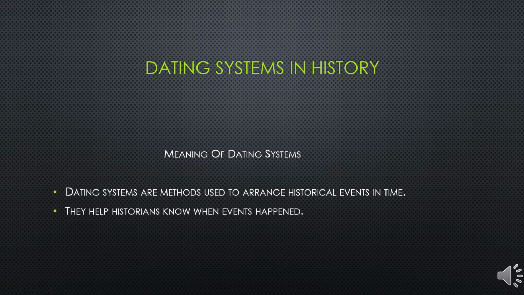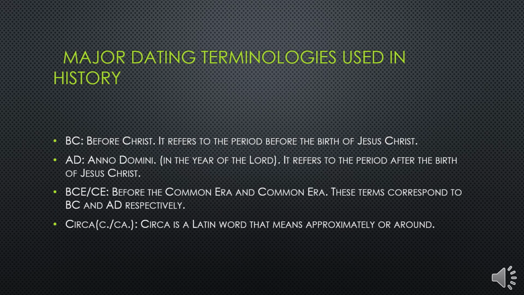That is, if we are able to know the date that something happened and you are commenting on it, you have the power to comment on it and give the accurate date to make the historical event or historical writing meaningful and understandable. That is what we mean by the dating system in history. And if we are able to deal with the dating system here, then we will move on to major dating terminologies used in history.